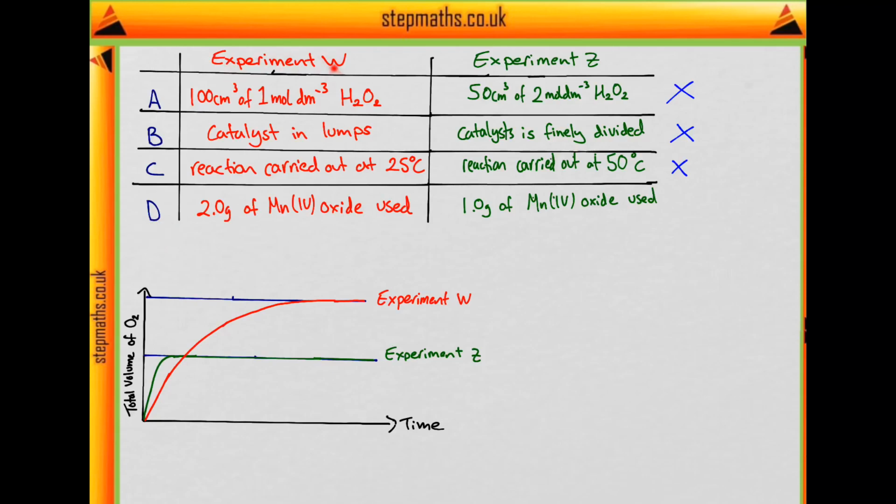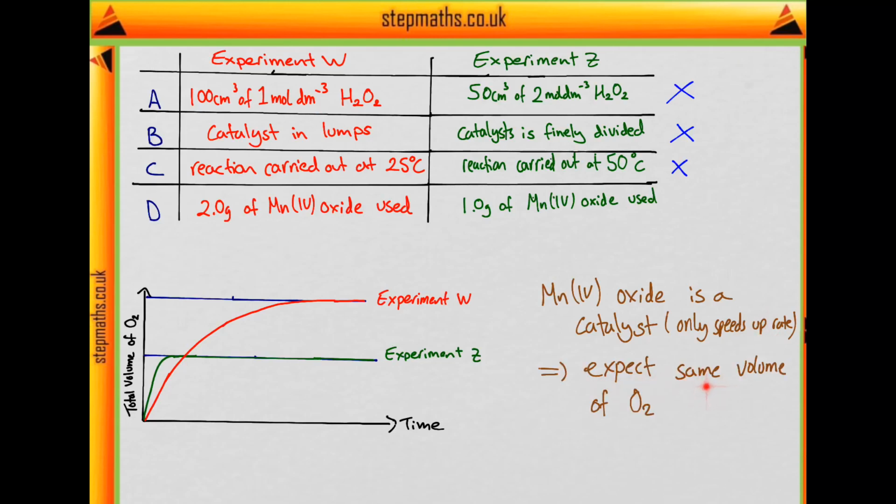Option D, in experiment W, we have 2 grams of manganese 4 oxide used, and in experiment Z, we have 1 gram of manganese 4 oxide used. Manganese 4 oxide is a catalyst for the decomposition of hydrogen peroxide, so it only speeds up the rate. So you still expect the same volume of oxygen produced, because you still have the same number of hydrogen peroxide in each experiment. Well, we can see that this is not the case, so option D is also incorrect.